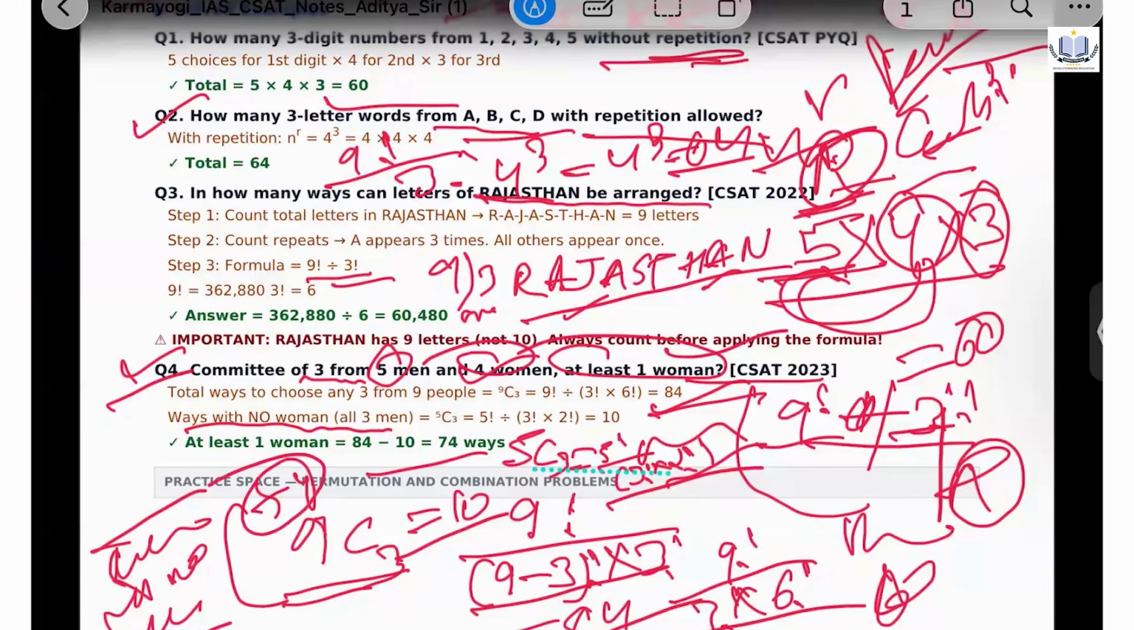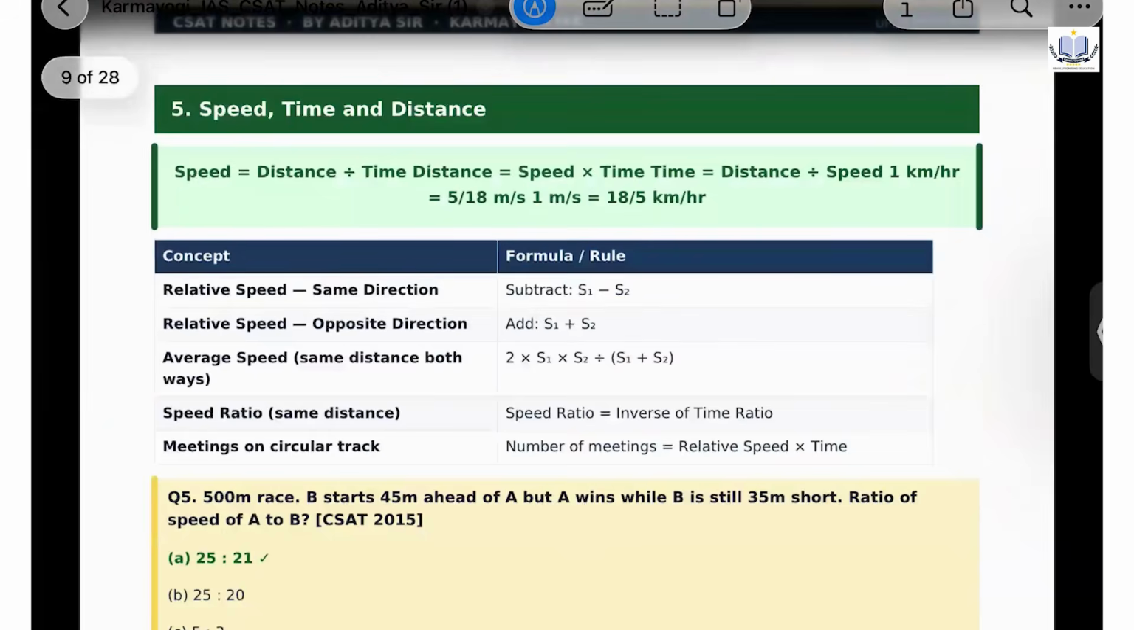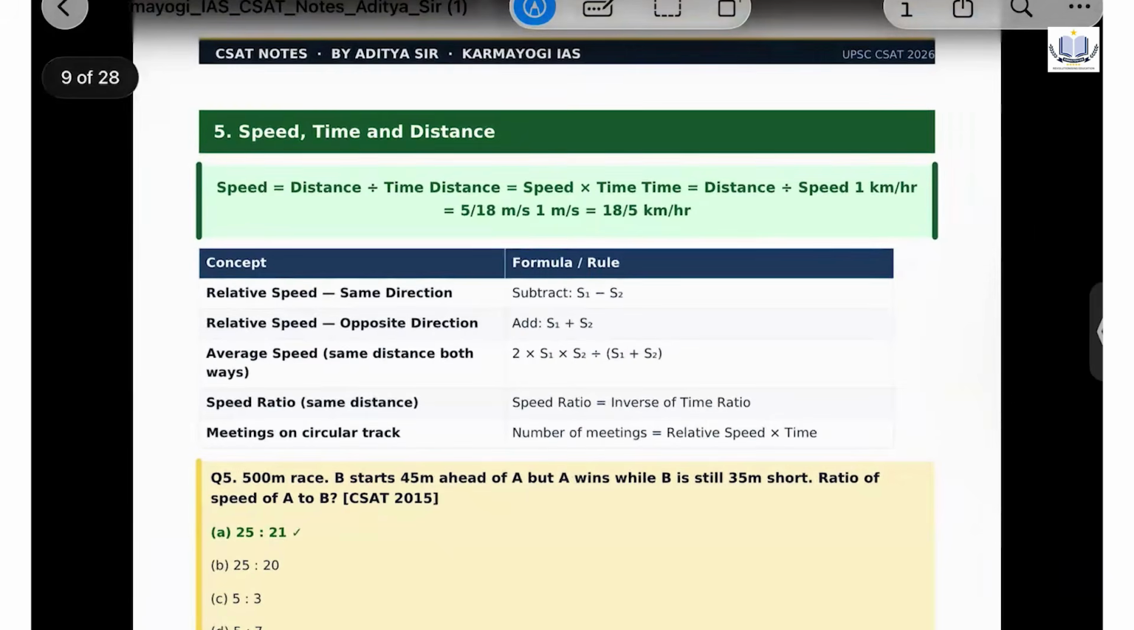Understood? How we are doing? First we are finding 9C3. 9C3 लगा के 84 we got. Then ways with no women. All 3 are men. So 5 men है and 3 we have to select. So 5C3 will apply and we will minus it, so we will get the answer. Even if you are not understanding permutation combination more, still थोड़ा बहुत भी formula if you will cram and a little bit you will understand, and one question also you will solve, it is enough for me.